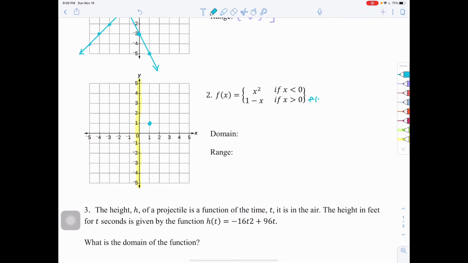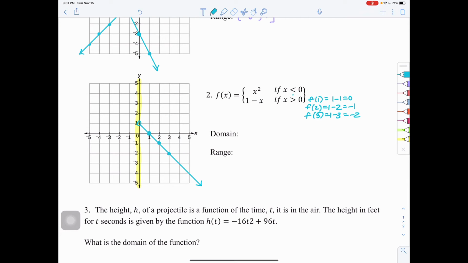Greater than 0. So f of 1 is 1 minus 1, which is 0. And then we could try f of 2, which is 1 minus 2, and that's a negative 1. And we could try f of 3, which is 1 minus 3, and it's a negative 2. So now you can see this line, and we want to not include 0. So we're going to have an open circle here, and we're just going to come through like this. Okay, that's the right piece.